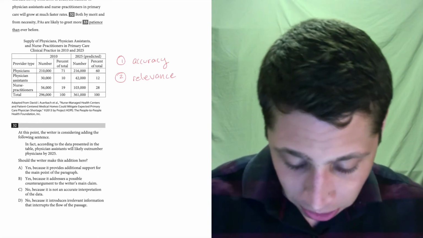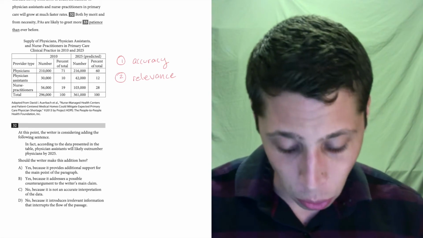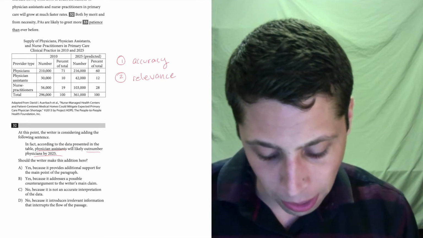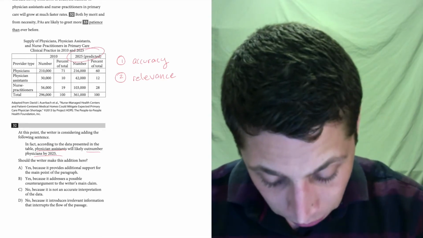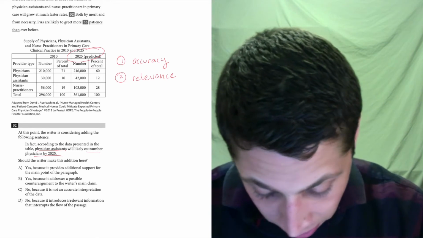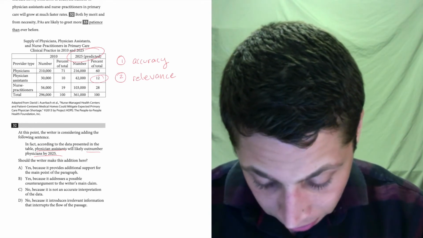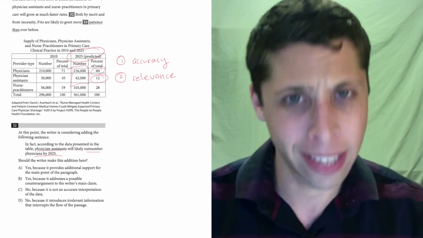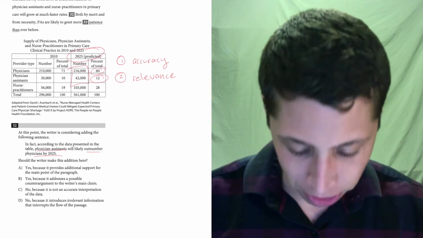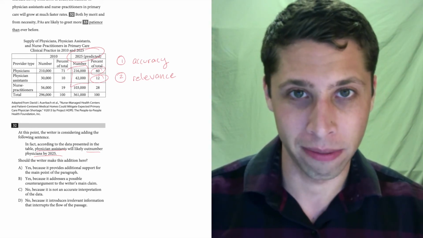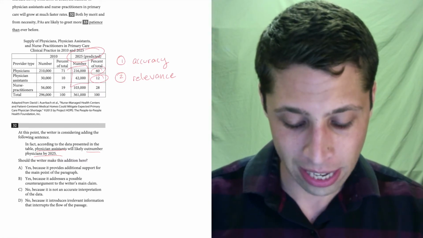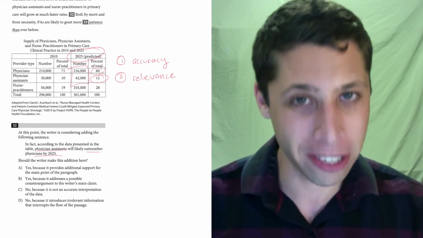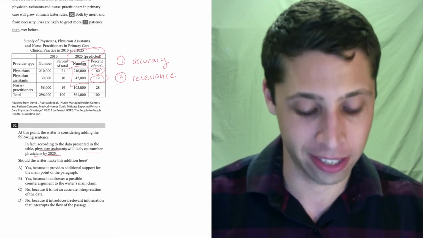At this point, the writer is considering adding the following sentence. "In fact, according to the data presented in the table, physician assistants will likely outnumber physicians by 2025." Okay, so here's 2025. Physician assistants is right here, and physicians is right here. That's the percentage. We could also look at the raw number, and that doesn't seem true. Physician assistants is 42,000. Physicians is 216,000. That's a very big difference. There are way more physicians than there are physician assistants.